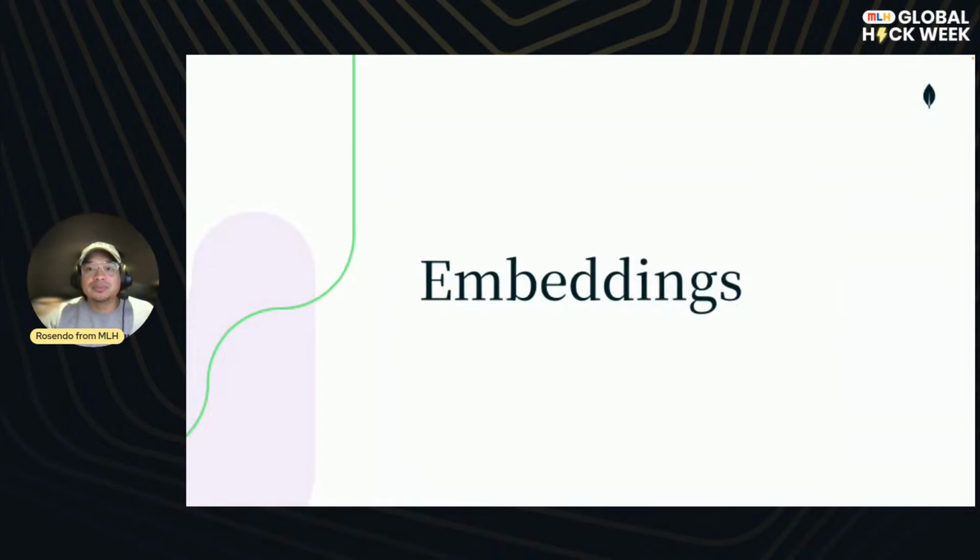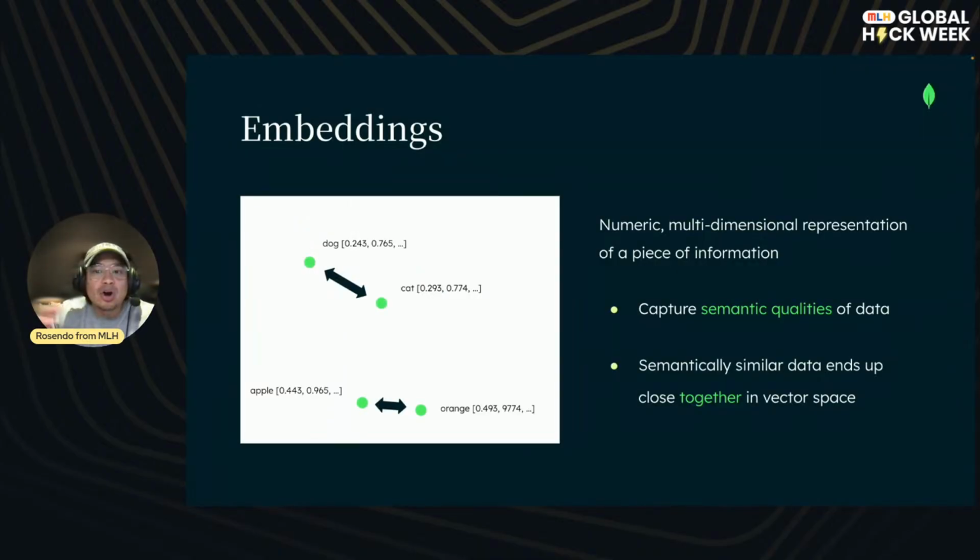So basically, we've gotten a good idea of what vector search is and what vectors are. Let's see what makes searching based on meaning or modalities other than text possible. And basically, that's where embeddings come from. If you were in our previous session, we talked about embedding and referencing. Embeddings in the vector search context are going to be a little bit different and the same at the same time. So basically, embeddings are a numeric, multi-dimensional representation of a piece of information.